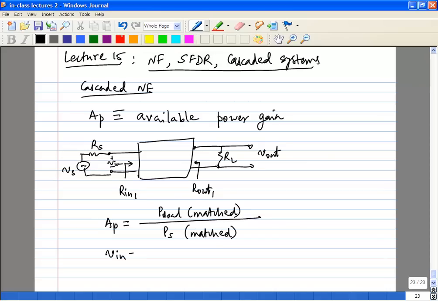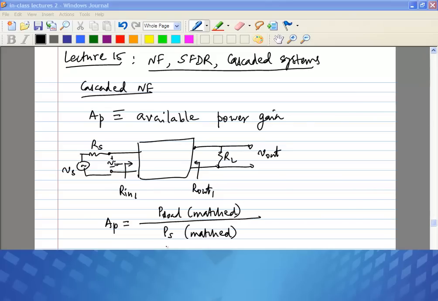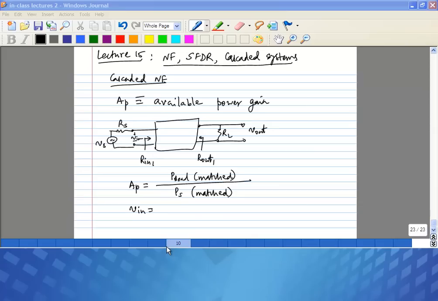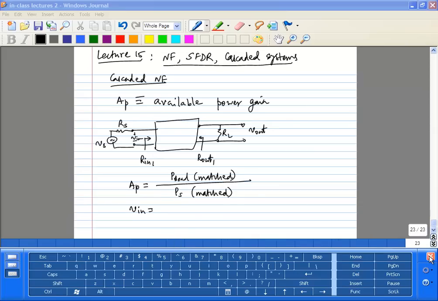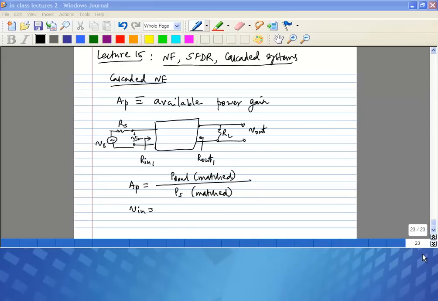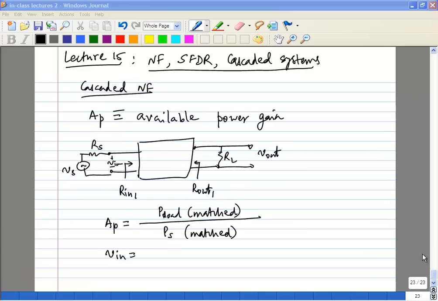So what is Vn first? Let's calculate each of these. First we'll calculate the available power from the source. So what is Vn? Vn is Vs times Rn1 over Rs plus Rn1, which is Vs over 2.